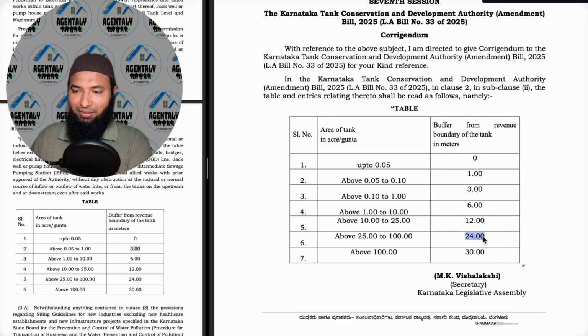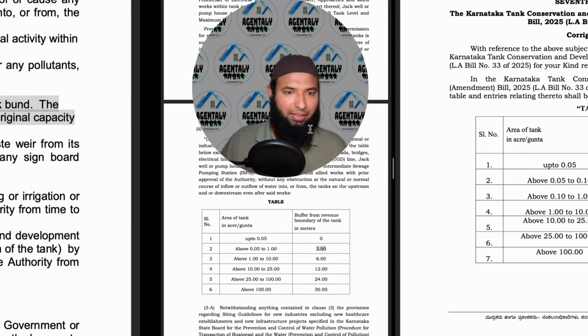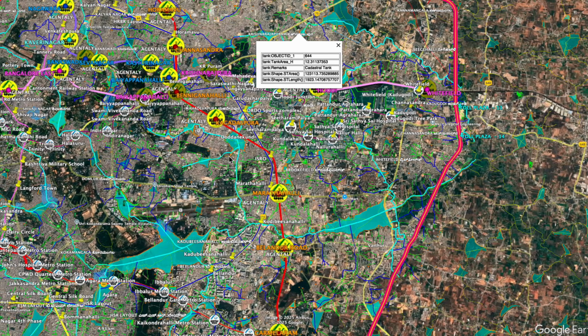So about 25 meters to 100 meters, a 24 meter buffer should be left. Above 100 meters, a 30 meter buffer. So this was the actual 30 meters, which has been replaced with 24, 12, 6, 3, 1, 0. So let us try understanding if we have any options here.